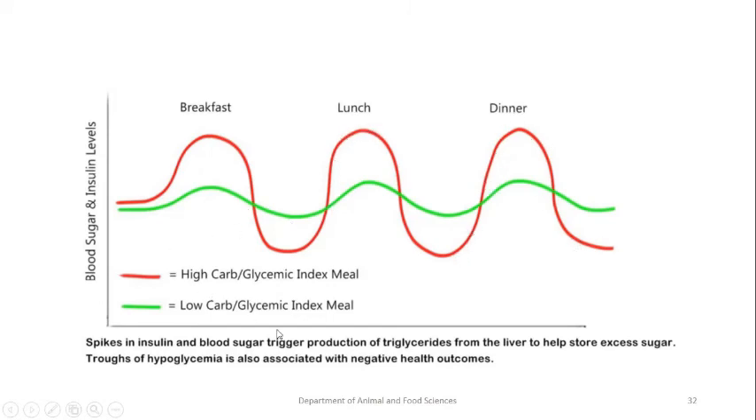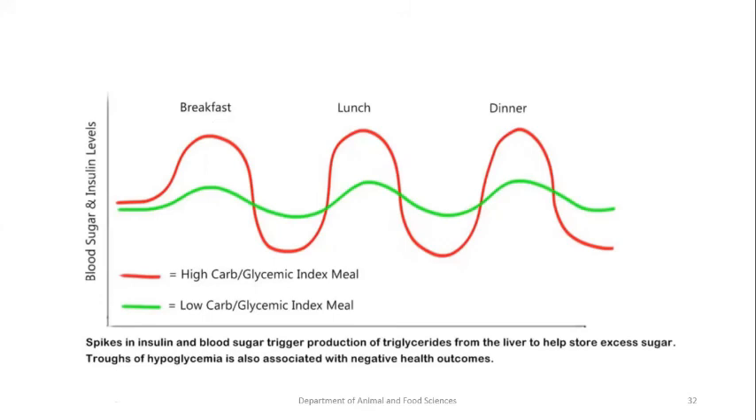Okay. On the other hand, when someone consumes a low glycemic index meal, then the regulation is very easy. So that is the difference between high GI and low GI foods, and we have to avoid high GI foods and excessive intake of high GI foods. You know the reason now. Okay.